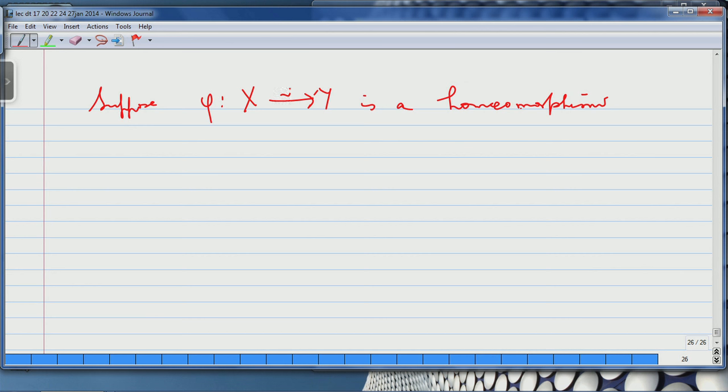I'll give you an example. Suppose phi from X to Y is a homeomorphism. I'm putting a tilde above the arrow to signify that this arrow is actually an isomorphism, a topological isomorphism, which is otherwise called a homeomorphism. And of course, as I just told you, all intrinsic properties of X should correspond to the same properties of Y. But what I want to say is that this also carries over to functions.